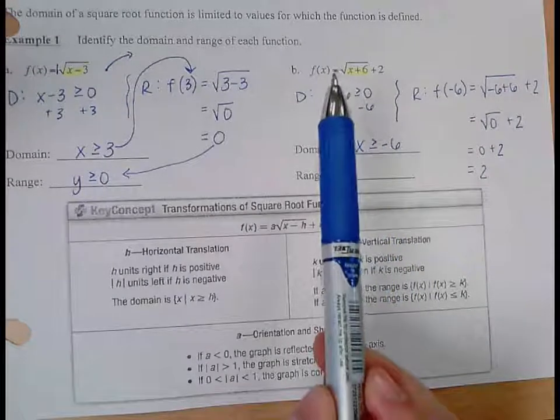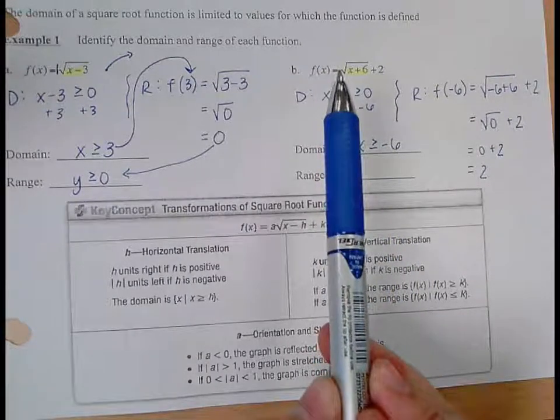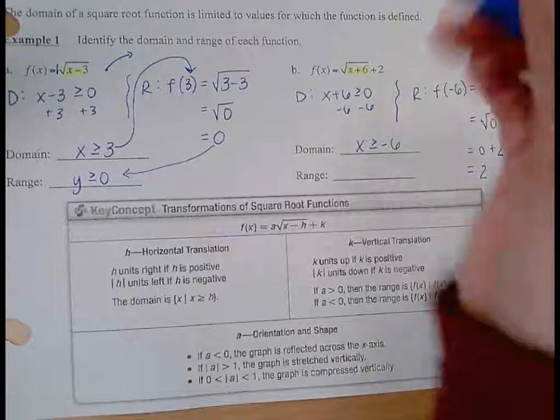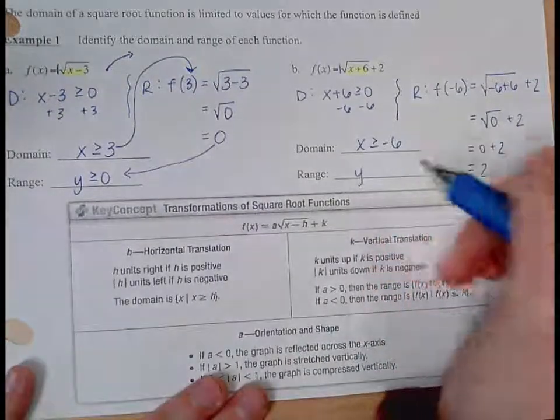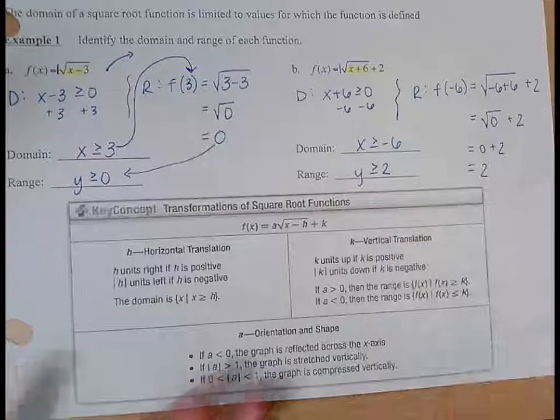And then again, if I look in front of the square root, there isn't a number, so there would be an invisible 1 there, and it's positive. So for my range, the y values are greater than or equal to 2.